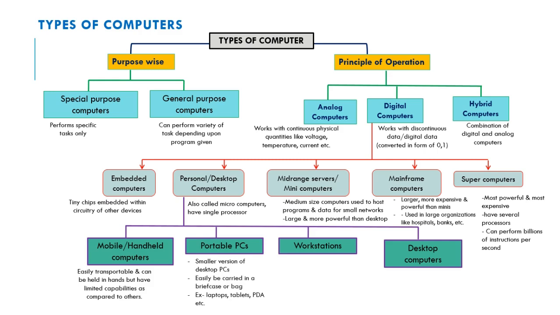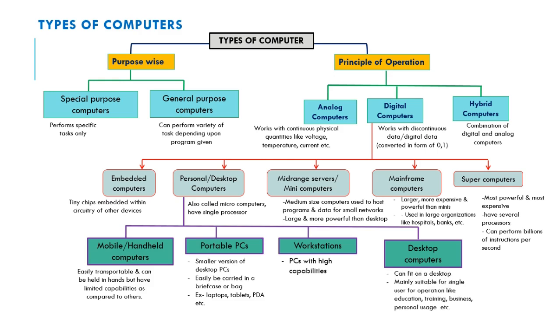Portable PCs are also small, and are said to be a smaller version of desktop computers, due to which they can be easily carried in a briefcase or a bag. Examples of portable PCs are laptops, tablets, PDAs, etc. Now the third is workstations. Workstations are similar to portable PCs and desktop computers. These workstations are simply PCs, that is personal computers, with high capabilities, and these computers are used in networks.